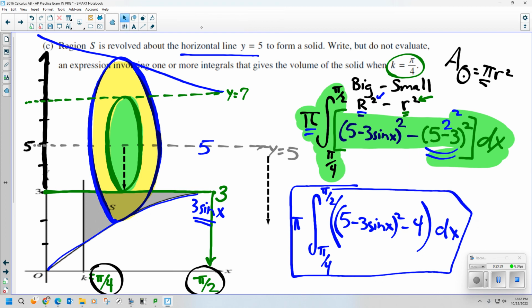We don't even have to solve it. All we had to do is set it up. The explanation for the setup was a lot more work than the setup itself. Okay? So we are done. That's weird because most problems like this have a part D where we would now have to evaluate that integral from part C. But lucky for us, this is the year 2016, and they didn't have that. We're done with free response question 4.